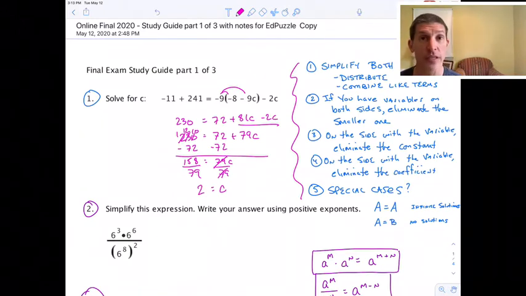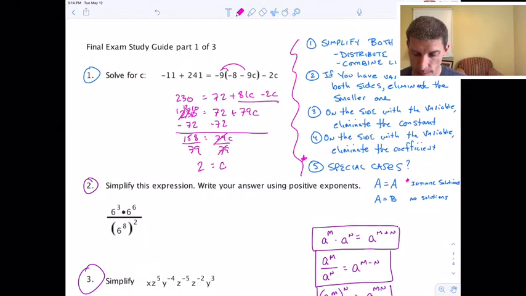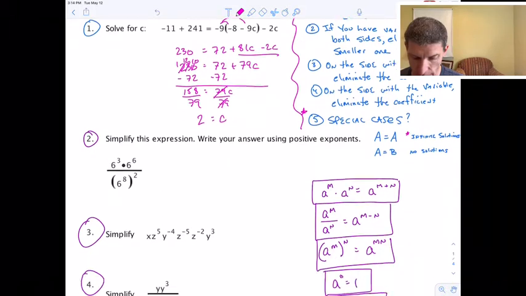I know from past experience it goes in 2 different times. There are no special cases in this particular example. Special cases only come up when you have variables on both sides. What the special cases show is if you find yourself with 2 things that are exactly the same with an equal sign, like 5 equals 5 or 10 equals 10, then you call that an infinite number of solutions. However, if you have 2 things that are not the same, like 5 equals 10 or 2 equals negative 12, then that is a no solution problem. That didn't come up here, but it could come up, so if it does, be ready.